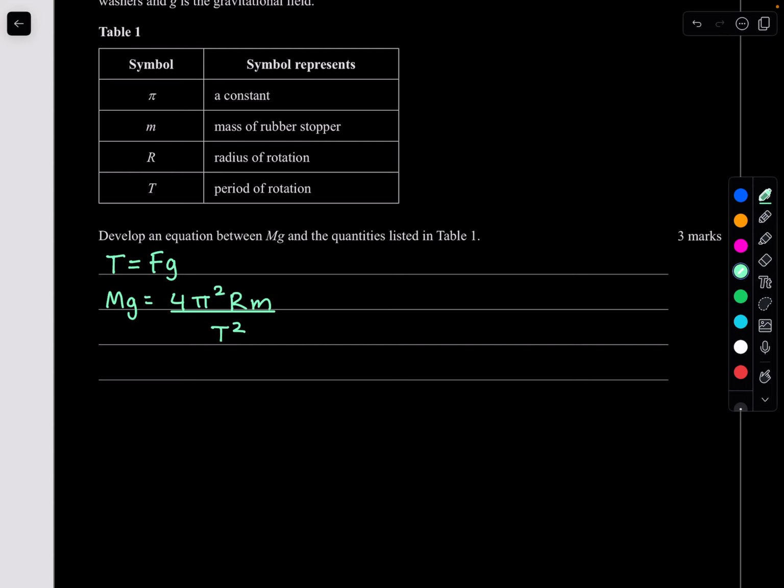Now, because it's 3 marks, that's not going to get you full marks. I had that already in my formula sheet, because it's another formula if you have all those quantities. So what we have to do is prove it.